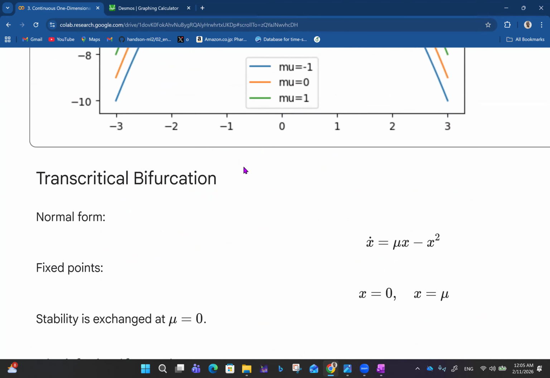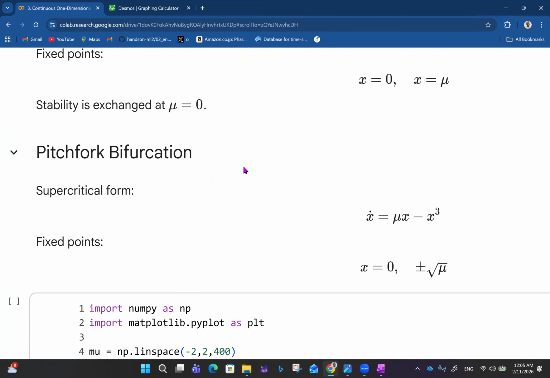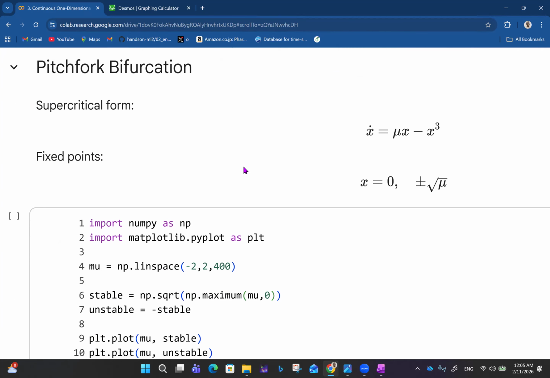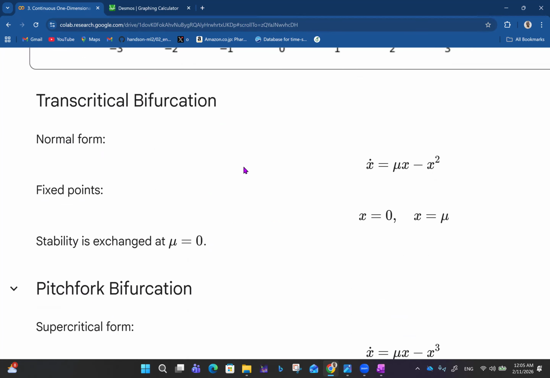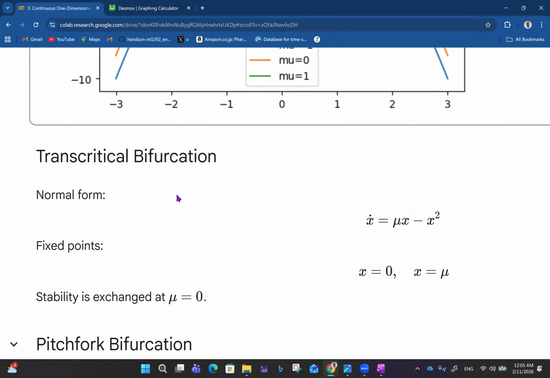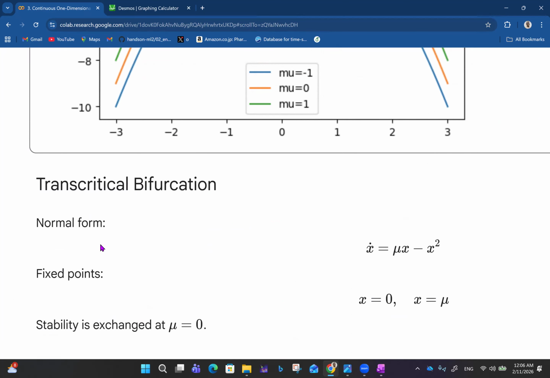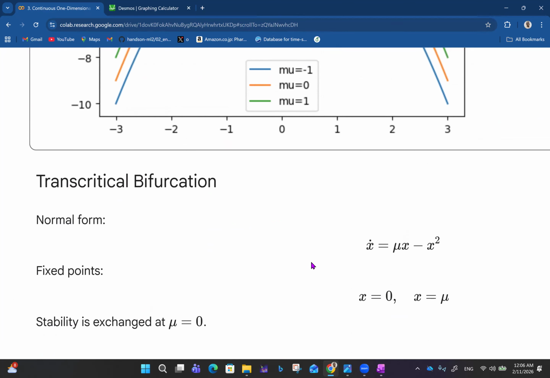Then we talk about transcritical bifurcation. I planned to do this before, but it's okay. The normal form for transcritical bifurcation is x dot equals mu x minus x squared. So in this case you have a change. The fixed points: if you solve this, you have x times mu minus x, so x is 0 and x is mu. Those are the two possibilities. And stability is exchanged at mu equals 0.